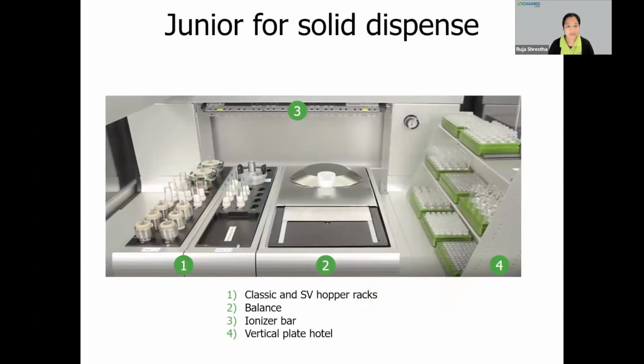So for example, this slide here shows a Junior system for solid dispense with SV and classic dispensing. You see two hopper racks with a combination of SV and classic hoppers, an on-deck balance to record the exact amount of solid dispense, an ionizer bar to neutralize static electricity and to enable you to dispense hard-to-handle static solids. On the right is a vertical plate hotel with 9 plate positions to hold different container sizes.